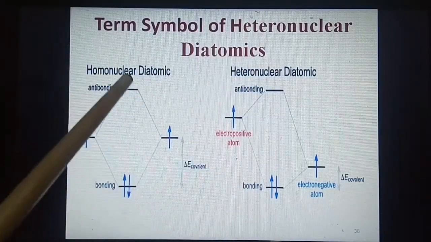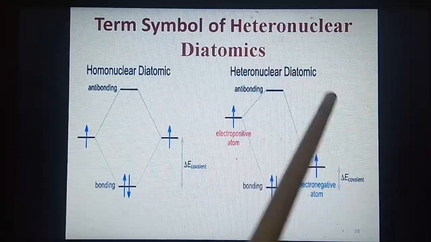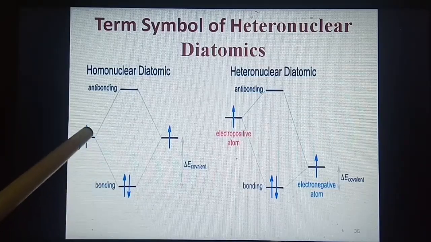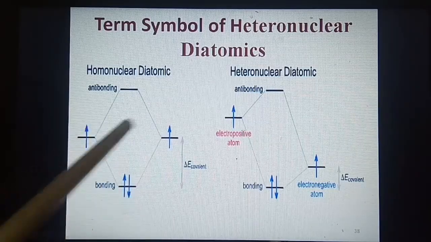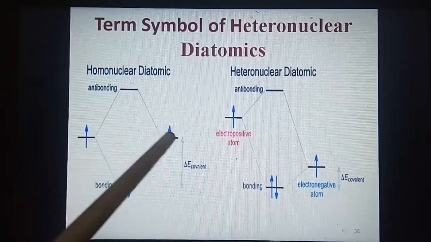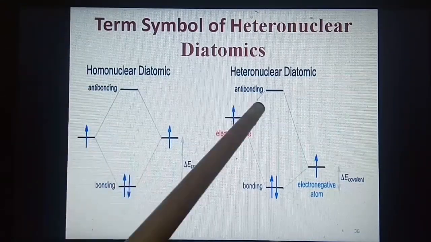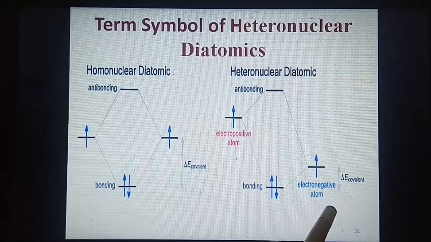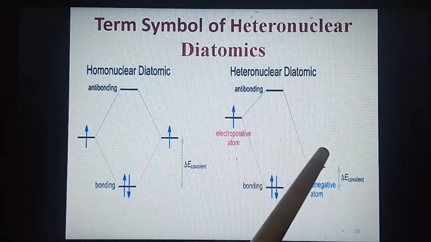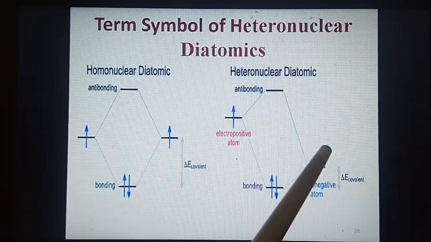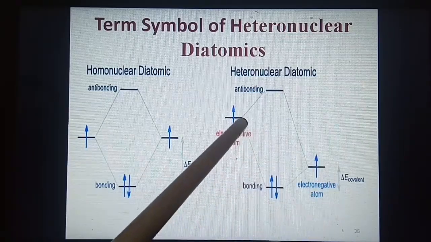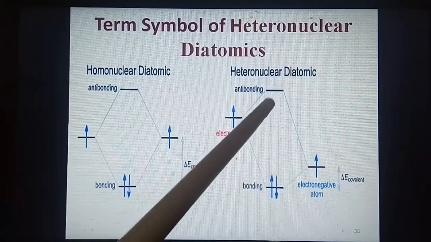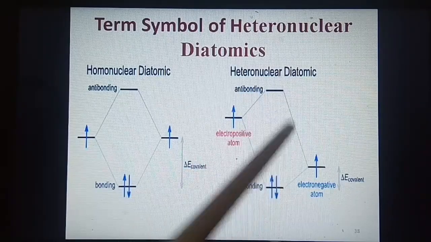These are the homonuclear diatomic and heteronuclear diatomic molecular orbital diagrams. In homonuclear diatomics, the orbitals of the same atom are of equal energy. So this is the bonding and this is the anti-bonding. In heteronuclear diatomic molecules, one atom is electronegative and the other is electropositive. So there is lower energy in the electronegative atom and higher energy in the electropositive atom. So this will be the bonding and this will be the anti-bonding. The only difference is the energy level.